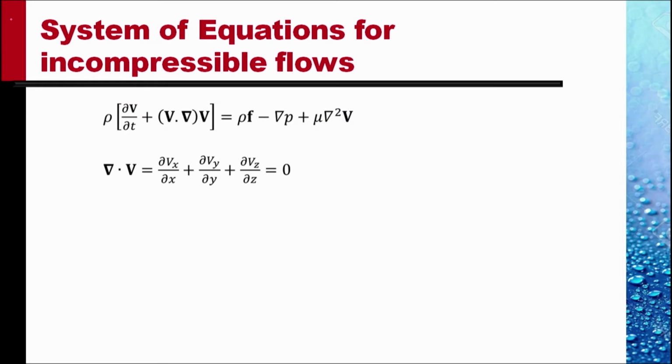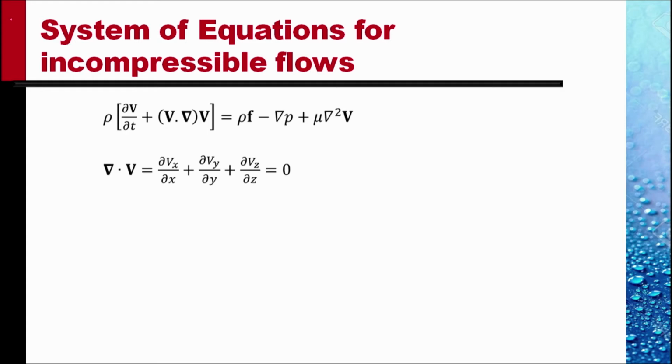This equation, if we consider this in 3 dimensions, has 4 unknowns: the velocity components Vx, Vy and Vz, and the pressure P. But this system of vector equations consists of only 3 scalar equations. So we need a 4th equation.